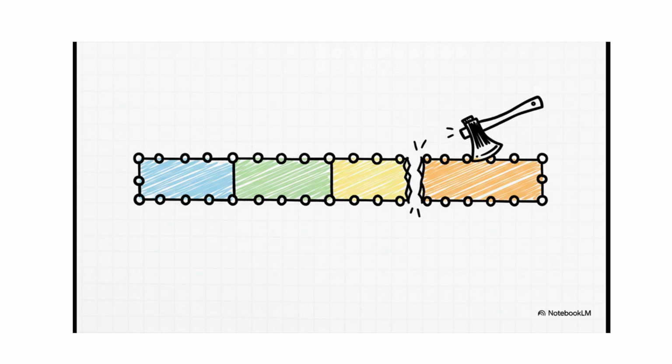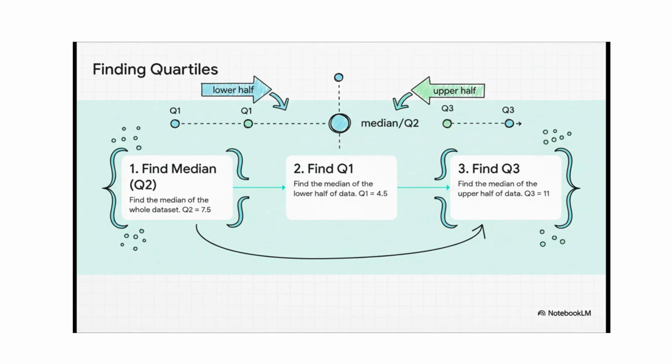So for a more reliable, more robust tool, we turn to something called quartiles. The whole idea here is to chop our ordered data up not just in half, but into 4 equal sections. And this gives us a much more detailed picture of the spread. So here's how it works. First, you find the median of the entire data set. We call this quartile 2, or Q2, and it splits the data perfectly in half.